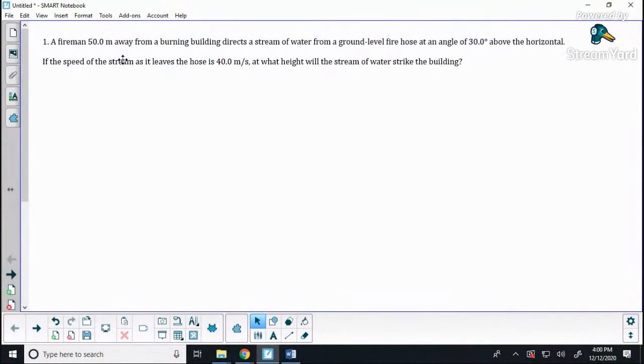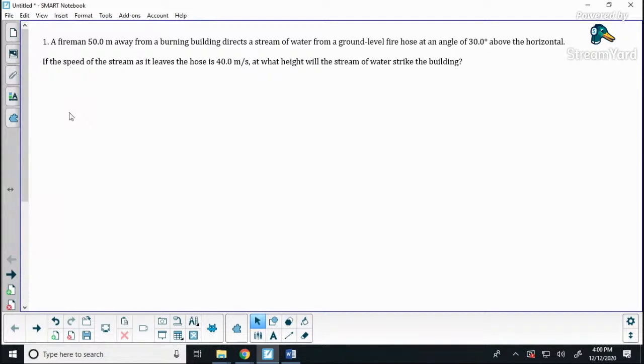So let's go on and take a look at a couple of examples of projectile motion problems. In this first one, it says a fireman 50 meters away from a burning building directs a stream of water from a ground level fire hose at an angle of 30 degrees above the horizontal. If the speed of the stream as it leaves the hose is 40.0 meters per second, at what height will the stream of water strike the building?